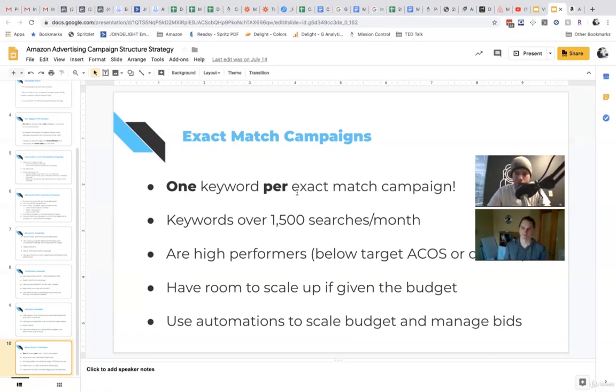campaign on keywords over 2,000 searches a month, so that you can independently control the budget for that keyword. And so again, once you see a keyword that has 2,000 searches a month or more in an auto campaign or a discovery campaign, you're going to break it out and put it into its own exact match campaign and allow it to find the right bid, so you're showing up in the search results where you want, and then you're going to give it all the budget that it needs to spend as much money as possible on that keyword. Why?